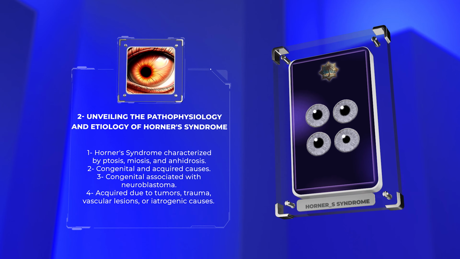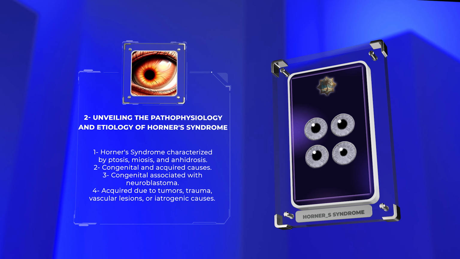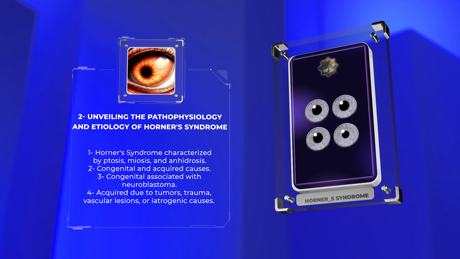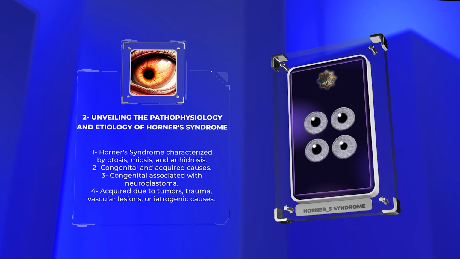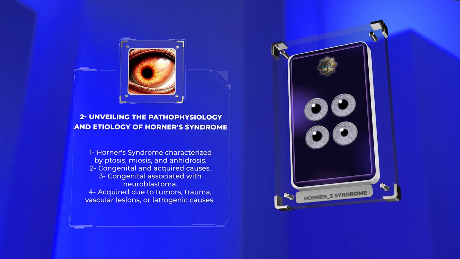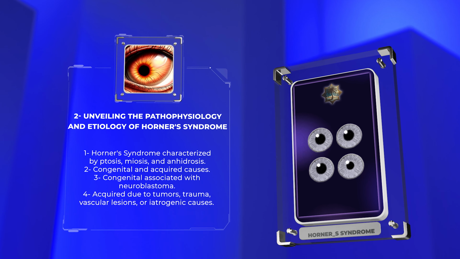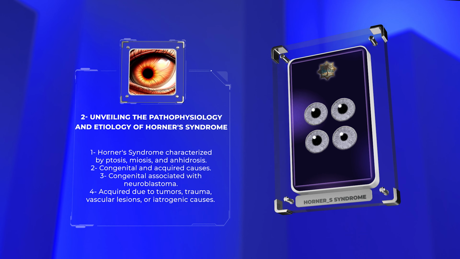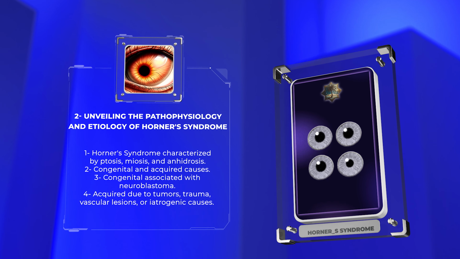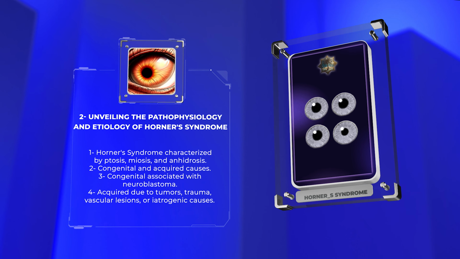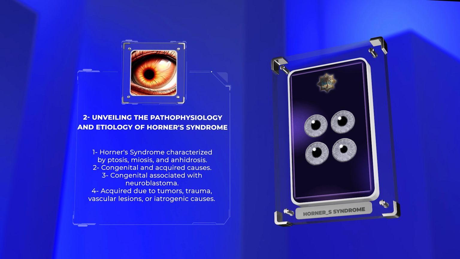The underlying etiology of Horner's syndrome can be diverse, ranging from congenital causes to acquired pathologies. Congenital Horner's syndrome is usually present at birth and often associated with neuroblastoma, a type of childhood cancer. Acquired Horner's syndrome, on the other hand, can arise due to tumors, trauma, vascular lesions, or even iatrogenic causes, such as surgical interventions or medication side effects.